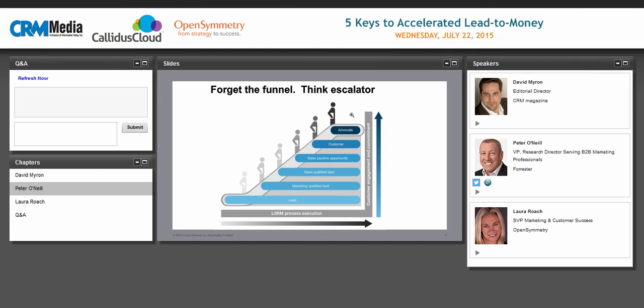We see buyers now actually moving up an escalator. Of course, as far as we're concerned as marketers, these buyers are at different phases. We can call them and identify them as a sales qualified lead at the bottom of an escalator.